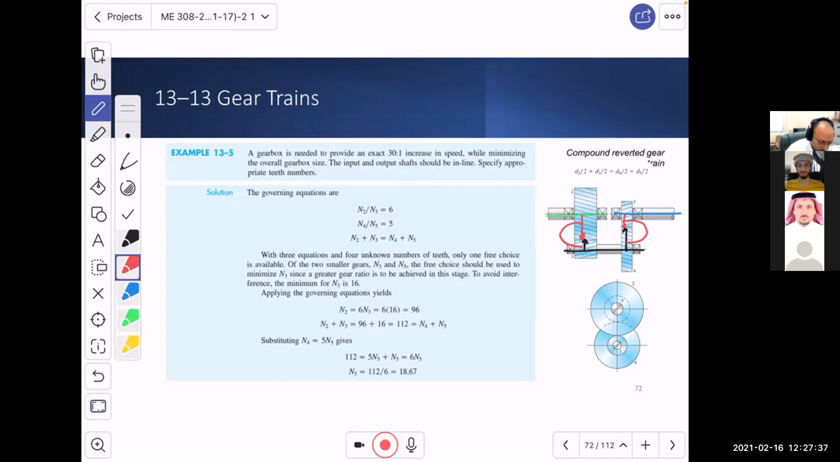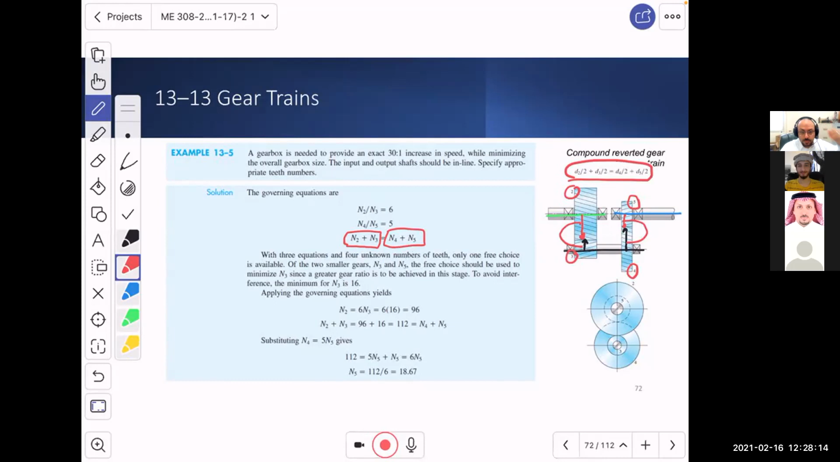Now, automatically, this will give you this equation: the diameter over 2, which is the radius, for gear number 2 and for gear number 3, if you add them, they are equal to the sum of gear number 5 and gear number 4, which means you can convert this into a relation for the number of teeth, and you will end up with the number of teeth for 2 and 3 being the same as the sum of the number of teeth for 4 and 5.